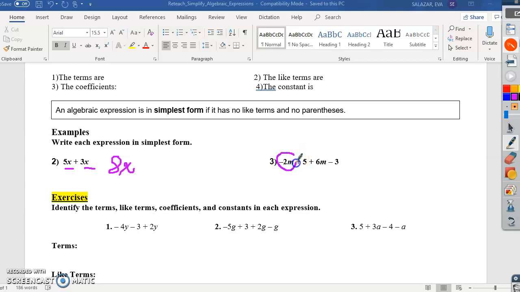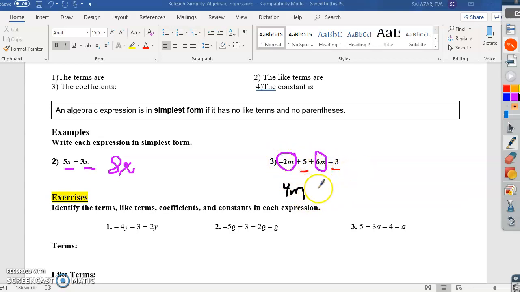Over here on this one, our like terms are going to be -2m. So I'm going to go ahead and circle -2m and 6m. And I'm going to go ahead and just underline my 5 and my -3 because those are also like terms, but they're constant. So now I can go ahead and solve the problem. So -2m plus 6m. Let me go back a little bit into integers, different signs. I'm going to go ahead and subtract. And my answer is going to be positive because the absolute value of 6 is 6, and 6 is greater than -2.